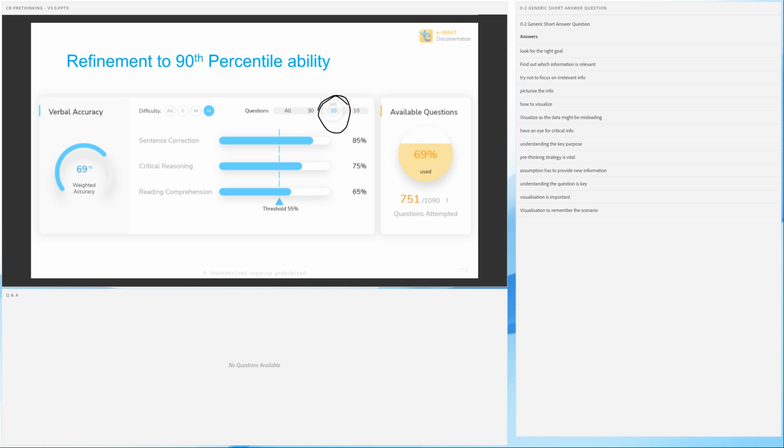You can see last 20 questions. You can filter this out, just the hard questions here. And you can see this is the threshold that you need. This is 95th percentile ability.